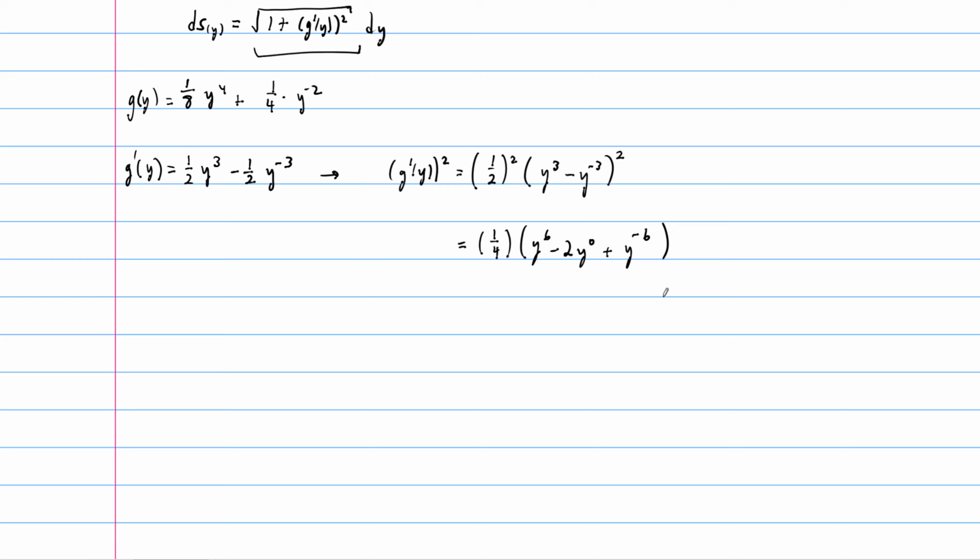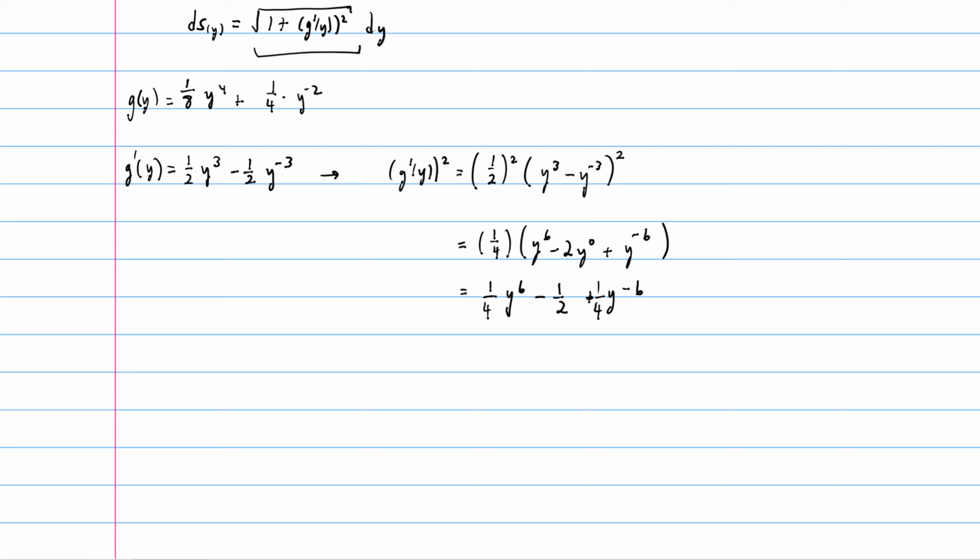All right, and let's go ahead and multiply through by this quarter now. So this is just g prime of y, right? So we now have a quarter y to the 6, minus 2 over 4, so that's 1/2, y to the 0, that's just 1, right? So that's just 1/2 right there, minus 1/2. And then plus 1/4 y to the minus 6.